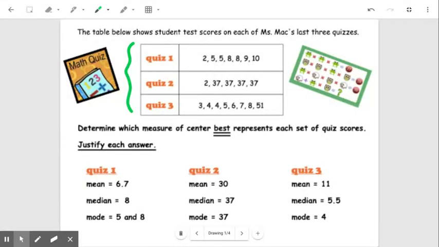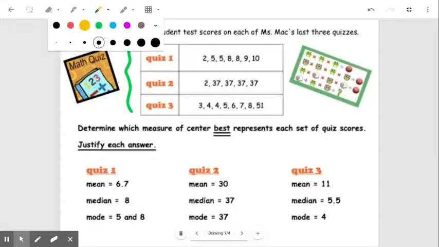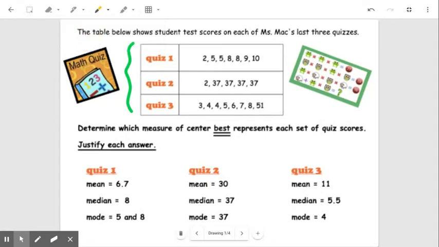All righty. So now what I'm going to do is go through and talk about what I would do. If I look at quiz 1, these scores right here, and I'm looking at these 3 measures of center, right away I know I'm not going to use mode because it's 2 5s and 2 8s, but I've got other numbers going on. So I have a mean and a median that I could consider. In this case, I know my median is 8, which is the middle number.